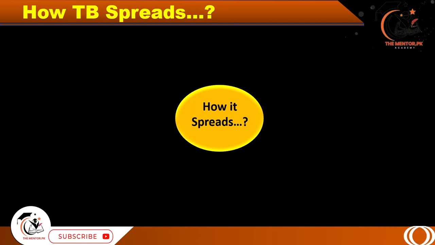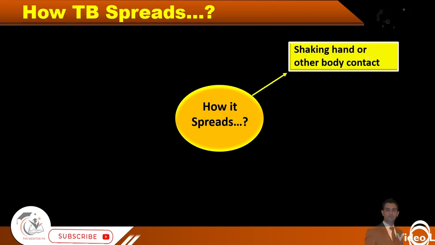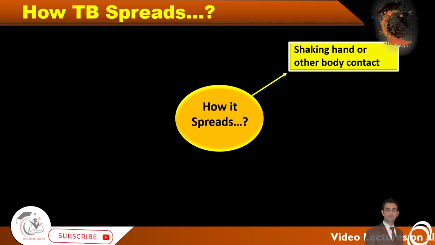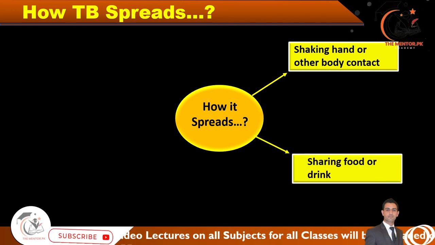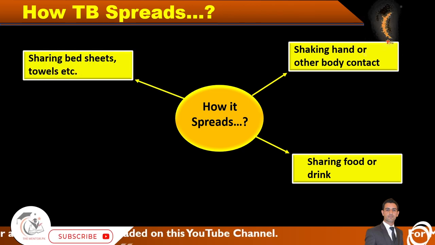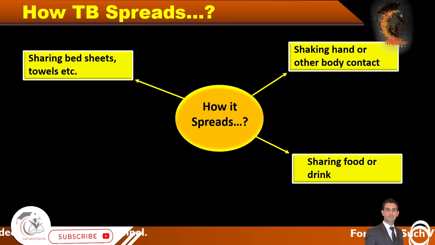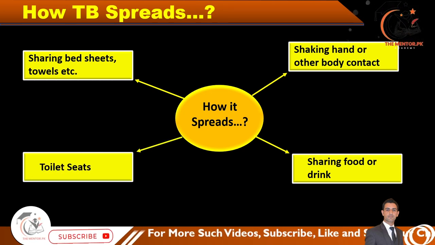Now let's discuss how TB spreads. It is spread through shaking hands or any other body contact. It is also spread through sharing food or drink. It can also be spread through sharing bed sheets and towels, etc. And finally, it is spread through sharing toilet seats.